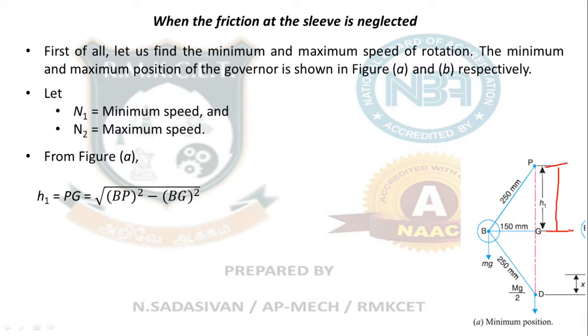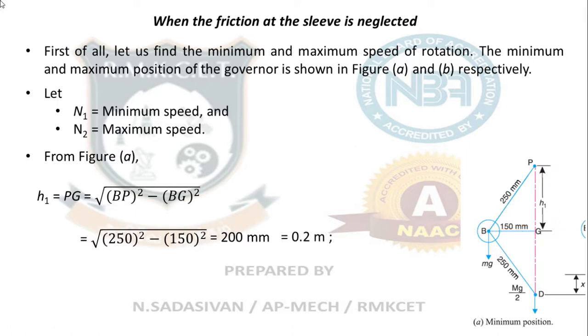So this is the square root of 250 square minus 150 square, that is BP square minus BG square. That's what is written here using Pythagoras theorem. So 250 square minus 150 square comes around 200 millimeter. Therefore, the height of the governor for the low speed case is 0.2 meter.